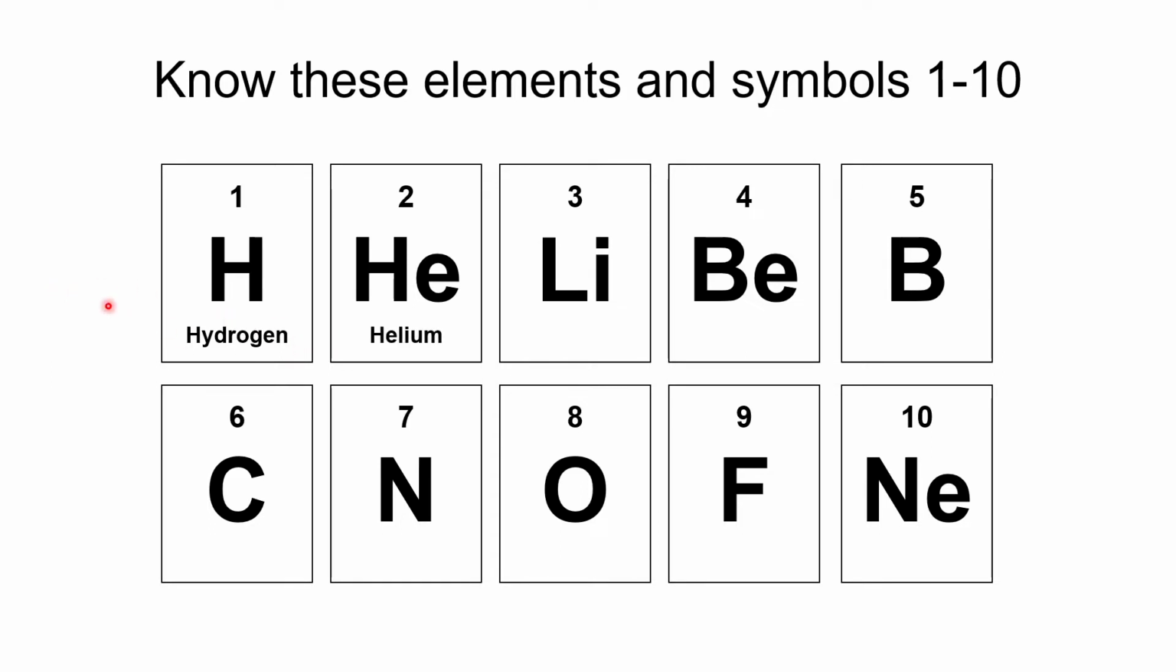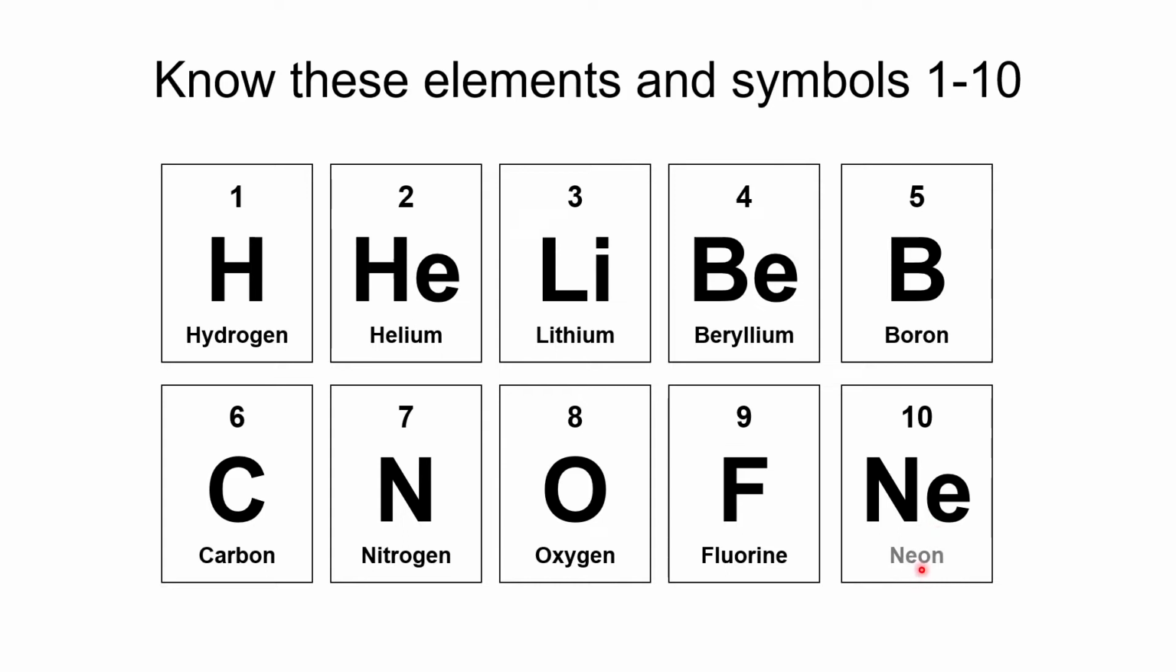You will find that this first page, you probably know all of these. Maybe you're not sure about Be, but I bet you know most of these. So He is helium. Li, of course, is lithium. Be is beryllium, and that's an interesting element. B is boron. C, of course, is carbon. Almost certainly you knew that. N is nitrogen. O is oxygen. F is fluorine. And element number 10, Ne, is neon.